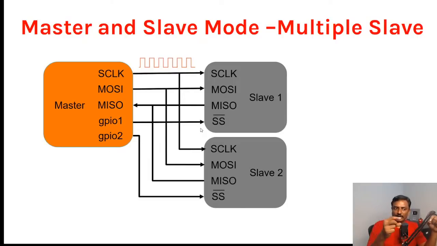For example, if you want to interface 10 devices at a time, then you need 10 GPIOs for chip select, for the slave select signals. To select the slaves, you need a chip select. You need 10 GPIOs. Okay, is that clear?